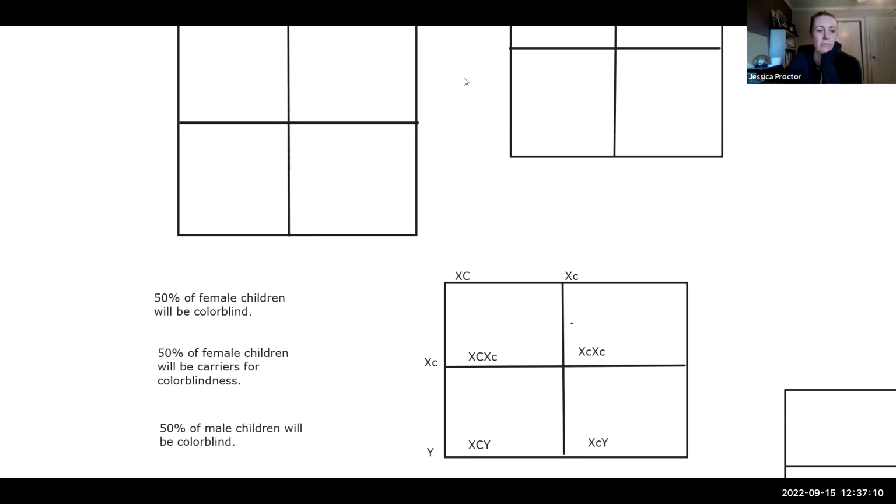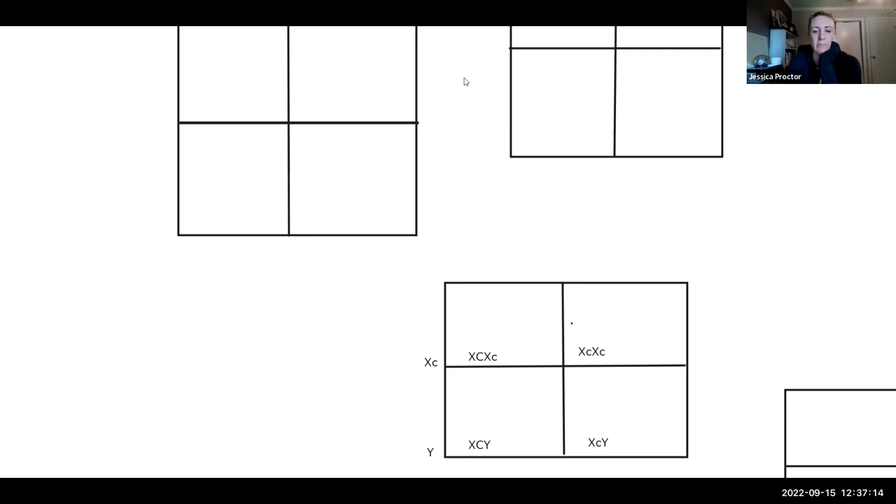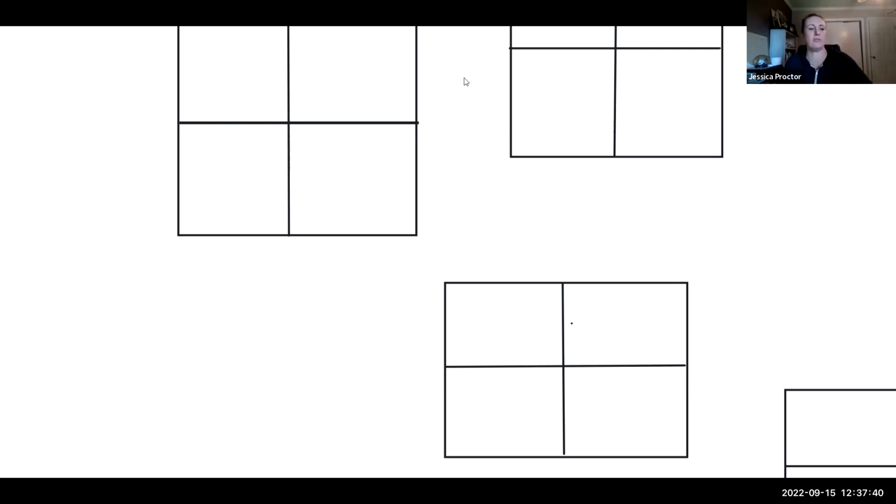Okay, we're not going to do breakout rooms today just because we only have about 10 minutes left. But let's do one more example. Do you guys want to do one more basic Punnett square? One more ABO blood group? One more sex-linked? What do you think? Can we do another sex link? Sure, let's do one more sex link.